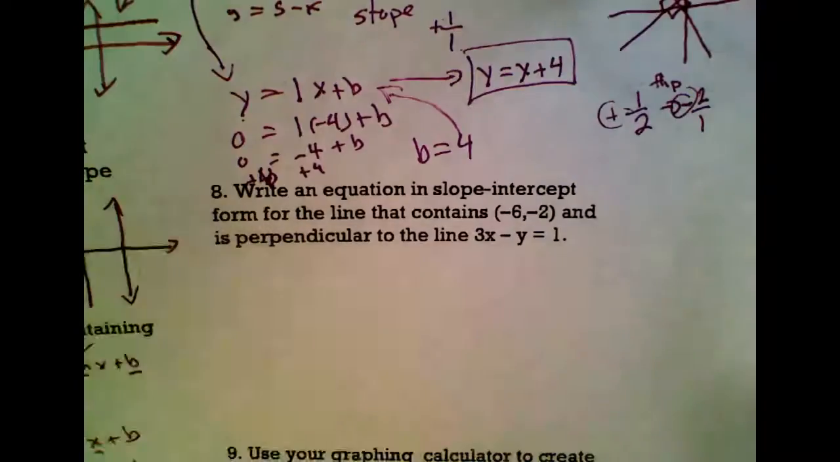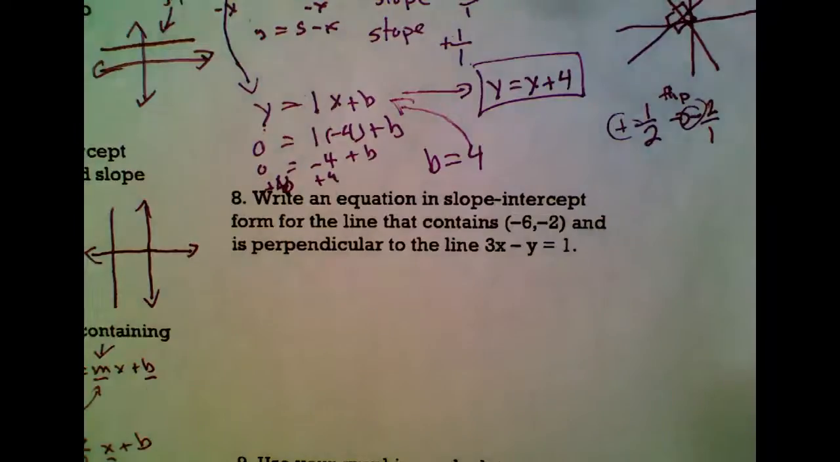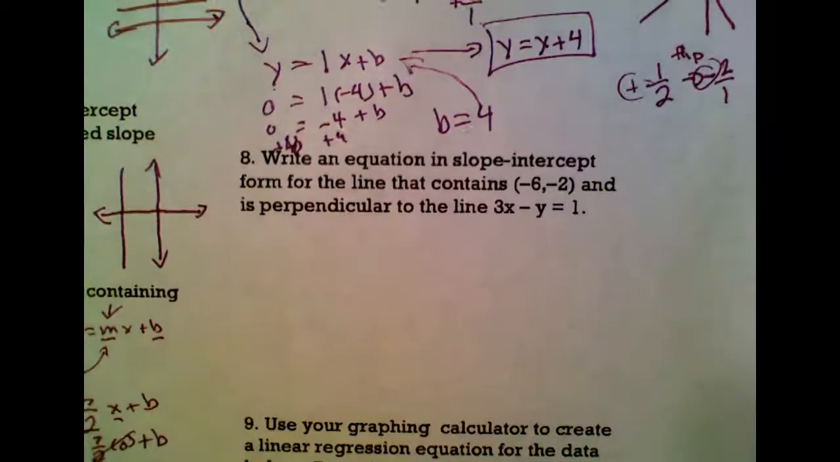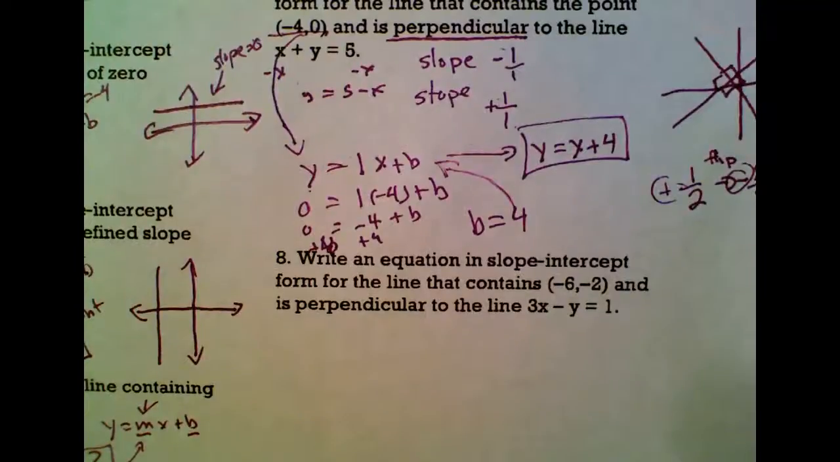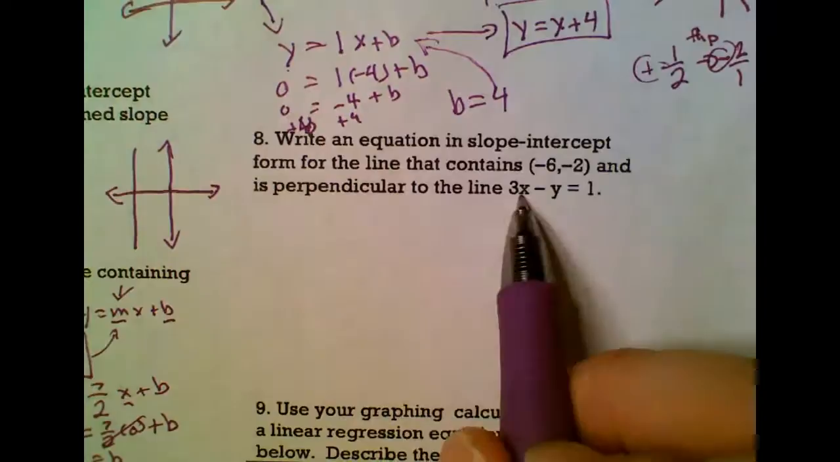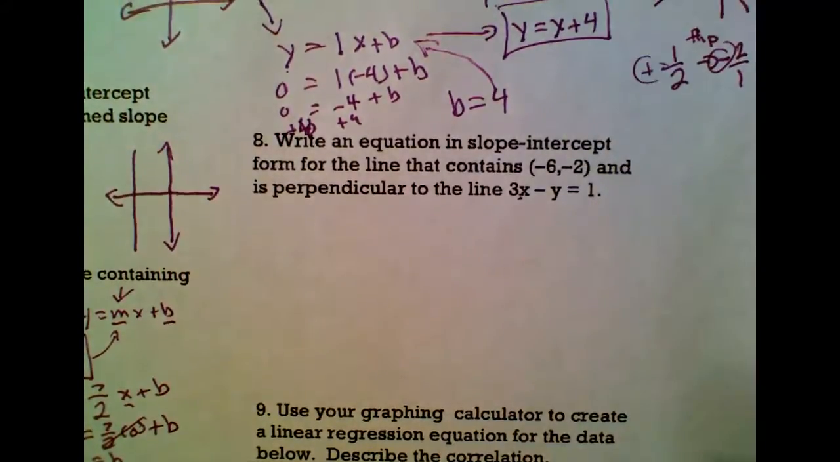Moving on to number 8. Okay, we need to write the equation in slope-intercept form for the line that contains this point and is perpendicular to that. So this is just like the last problem, just a little bit more difficult when we're dealing with this.